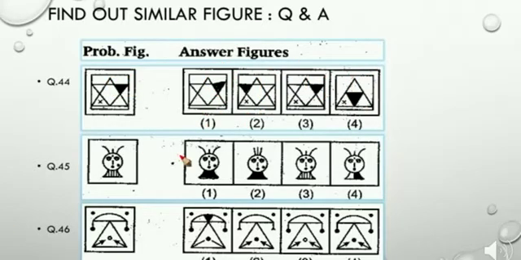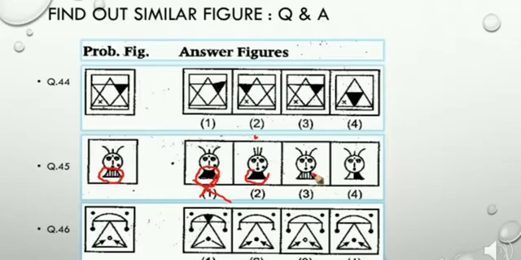Let's go to question number 45. A problem figure is given and there are 4 options given. We need to find which of the answers is similar to the given problem figure. Here let's check for this area. In option 1, this area is not the same because it is dark in the answer, and in the problem figure there are lines, so answer 1 cannot be the correct answer. Let's check for answer 2. In answer 2, yes, this is matching, so we can temporarily take this as the correct answer.